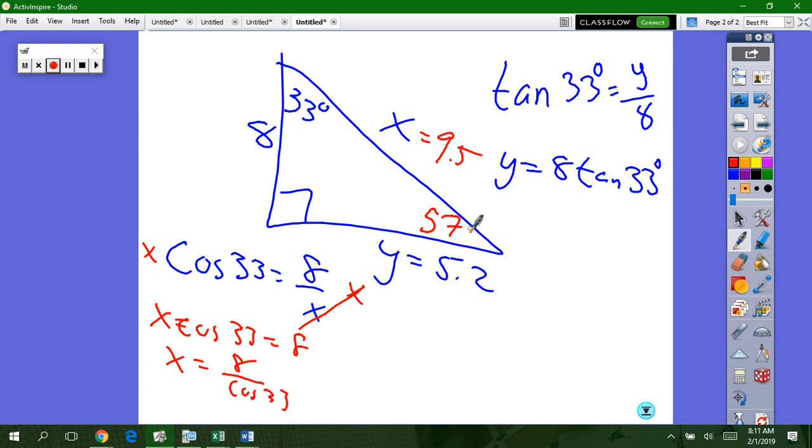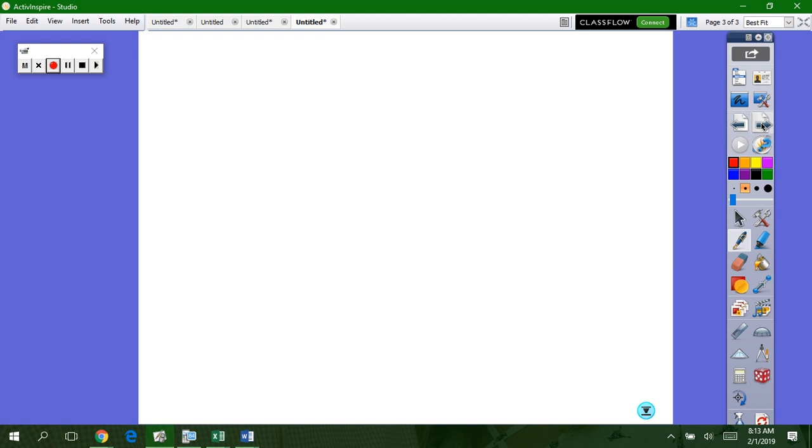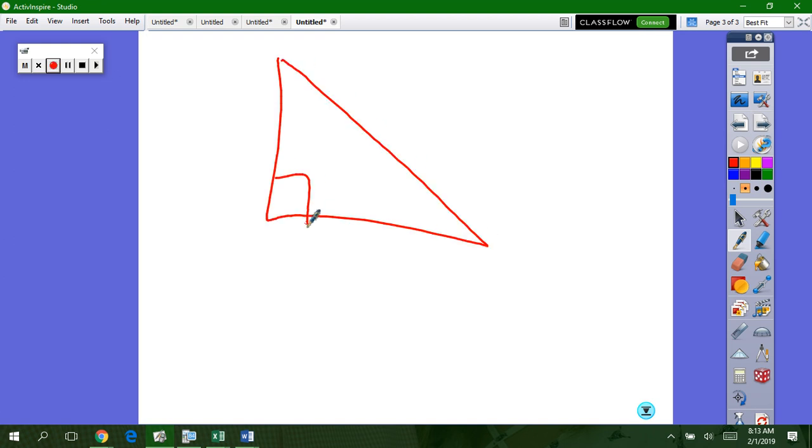Any questions there? Okay, I'm going to let you guys try one. This time I'm going to give you your hypotenuse, and this guy is 70. Okay? Find the other two sides.